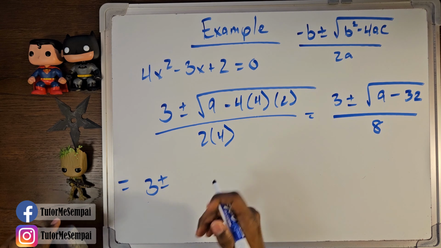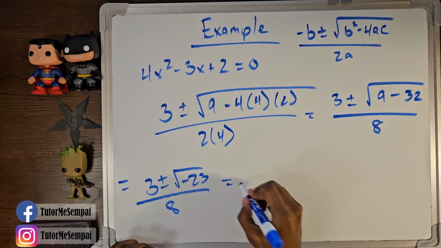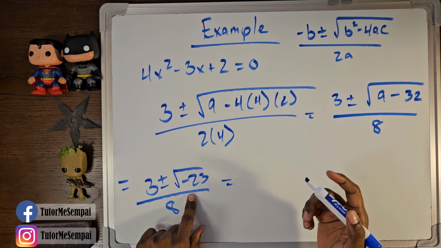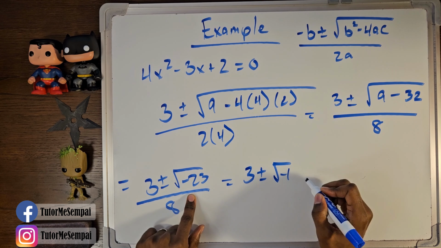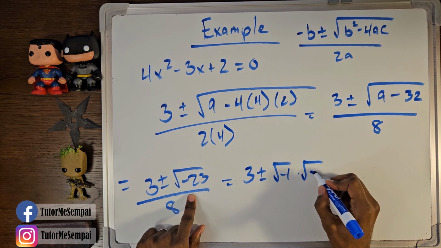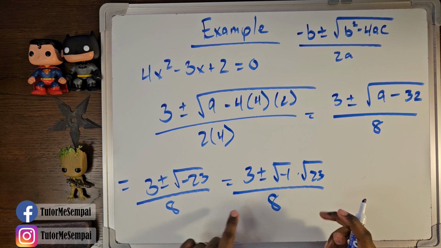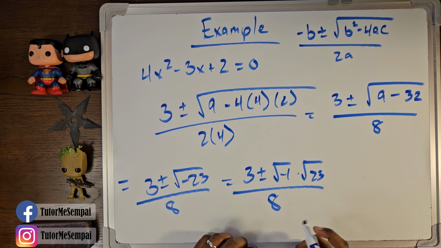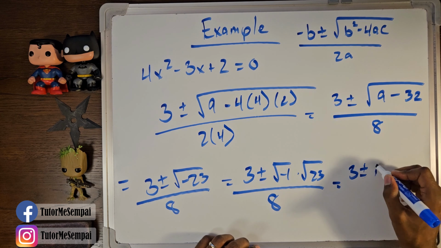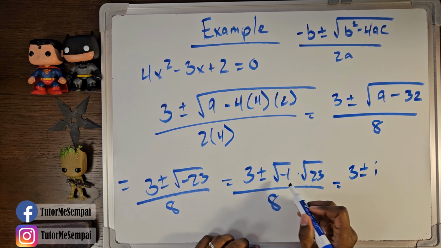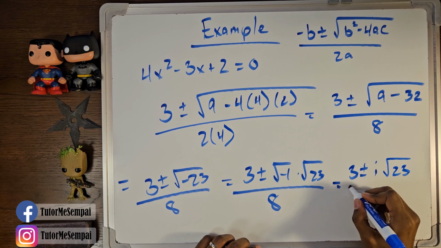So I'm going to just rewrite this a little bit tighter. Negative 23 over 8. Just to give us a little room. We know now that we can break this up into negative 1 times the square root of 23 here, right? Just break up our square roots in this fashion, which means that we can simplify this to 3 plus or minus i, right? The square root of negative 1 is going to be i, times our square root of 23 all over 8.